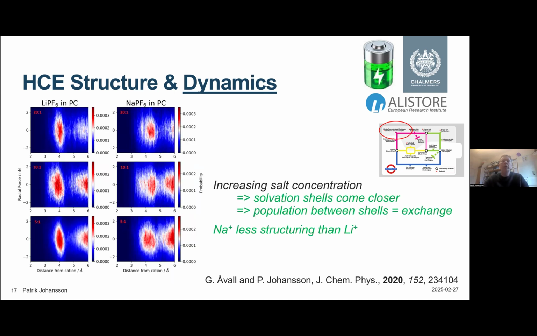So if we go now, and this is only solvent data, because even if we go now for, you'll see in the small print here, it says 20 to 1, 10 to 1, 5 to 1. So that's the molar ratio. So we have 20 more solvent molecules than we have PF6. So it's basically the solvent data just to get better statistics.